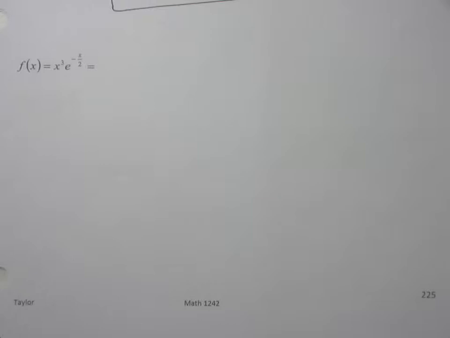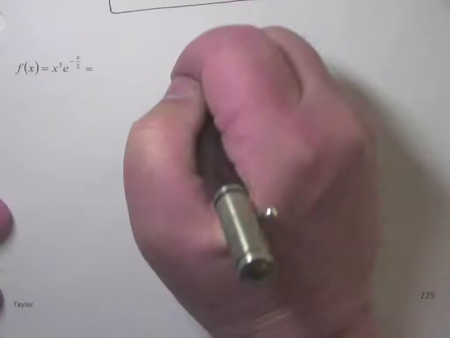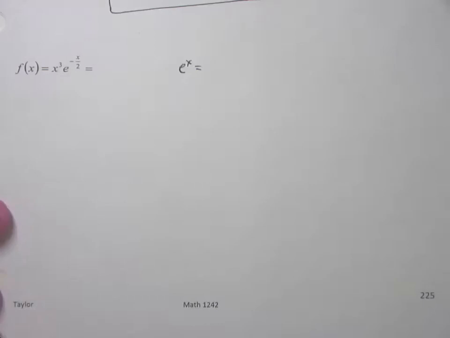I have here f of x is equal to x cubed times e to the negative x over 2. Well, where do I start? You start with what you know. Do you have a Maclaurin series for part of this thing that you can deal with? Sure. I got a Maclaurin series for e to the x. I got that one memorized.